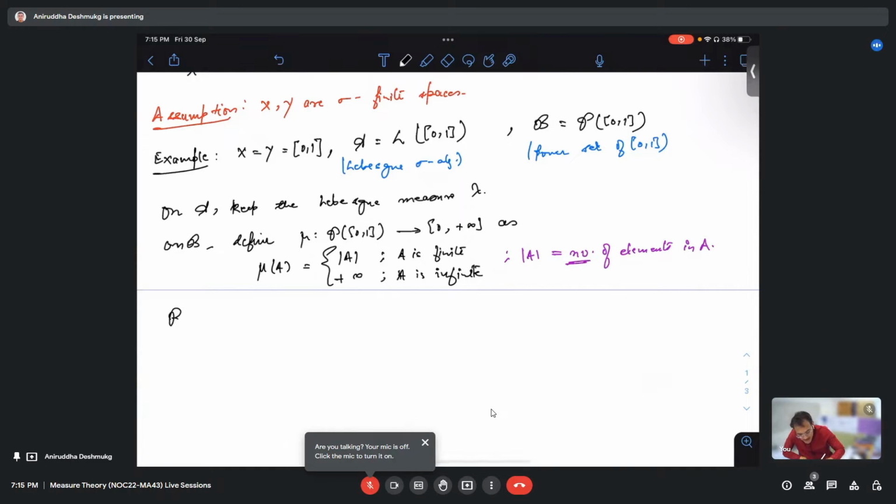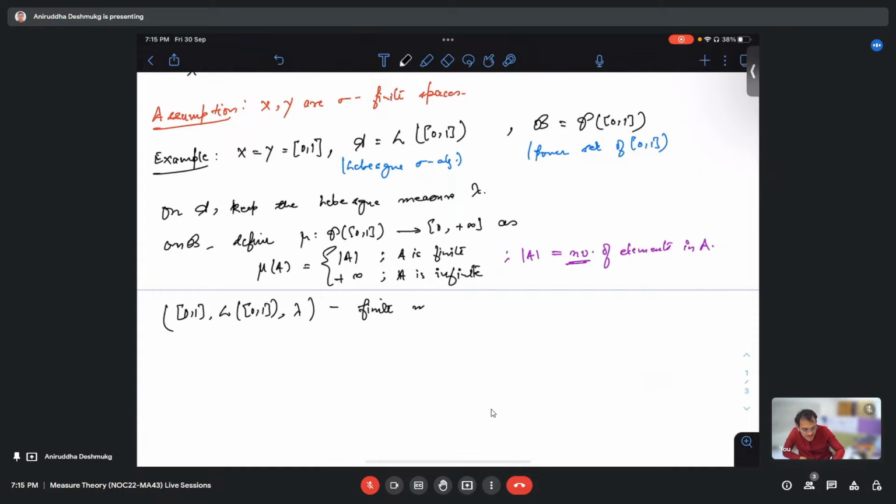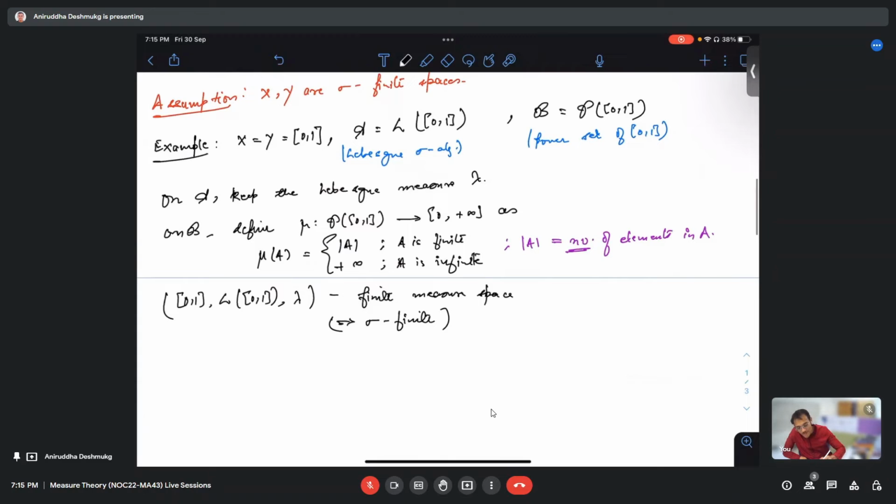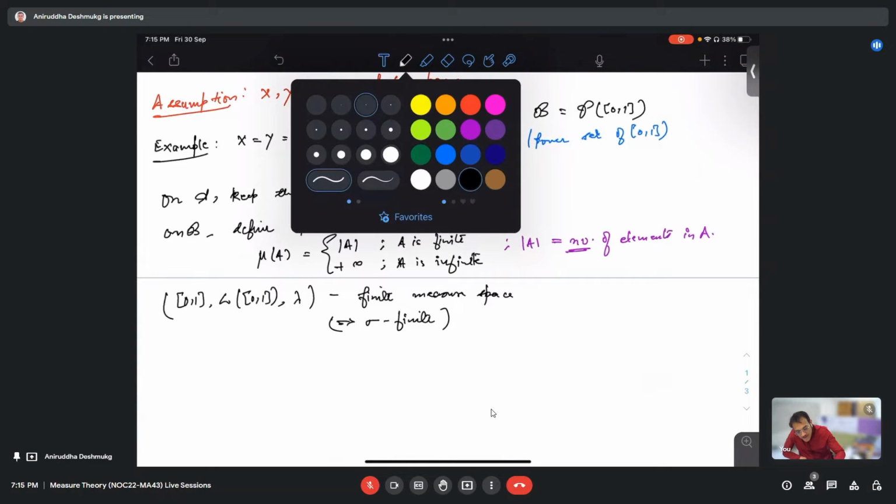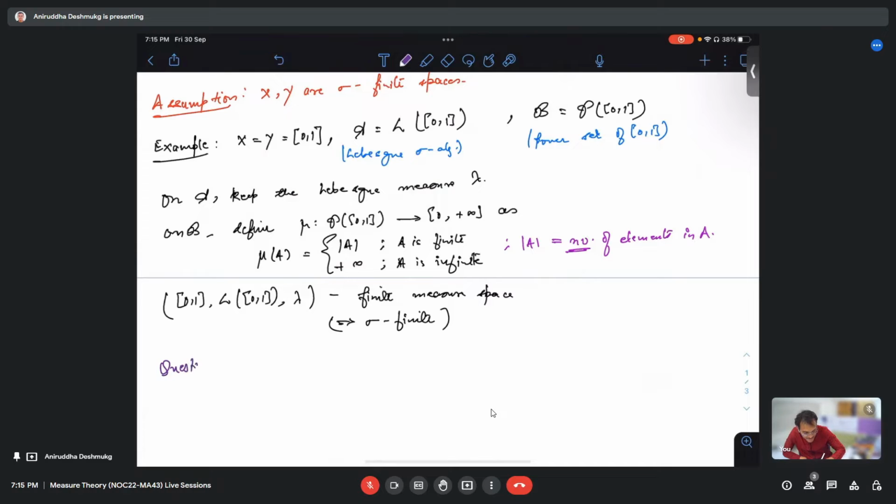That means if you look at the real line, or even not the real line, just [0, 1] with the Lebesgue measurable sets and with the Lebesgue measure, this is a finite measure space, therefore a sigma finite measure space. So no worries here. What about B? The question is whether B is a sigma finite measure. Indeed, it is not a finite measure because the whole of [0, 1] contains infinitely many elements. So the measure of [0, 1] is infinite. So it is not a finite measure space.